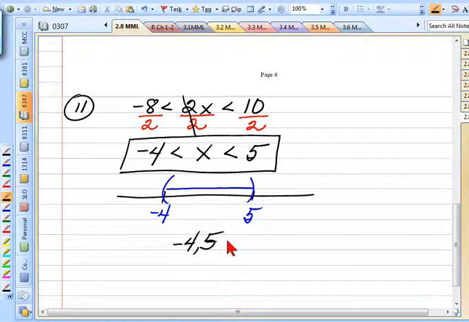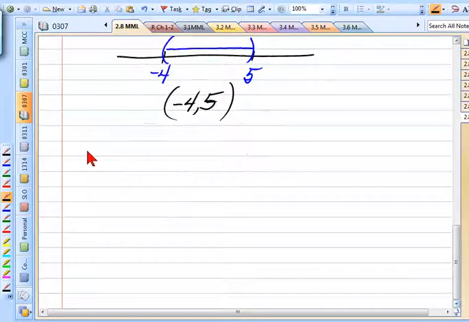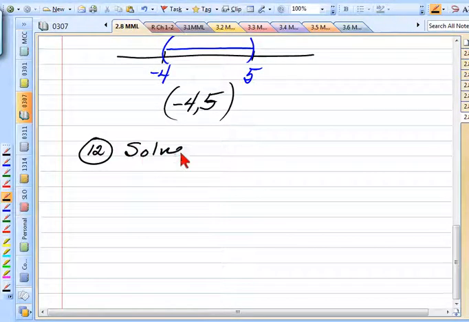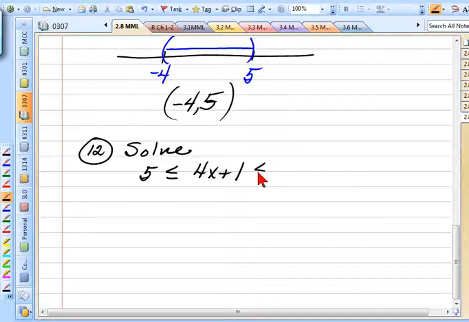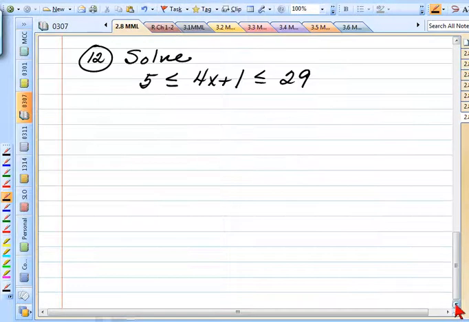All right, let's look at number 12. I want to solve 5 is less than or equal to 4x plus 1, which is less than or equal to 29. And I will be quiet. Remember what your goal is. X by itself in the middle. So just tell me what you would do as a first step.